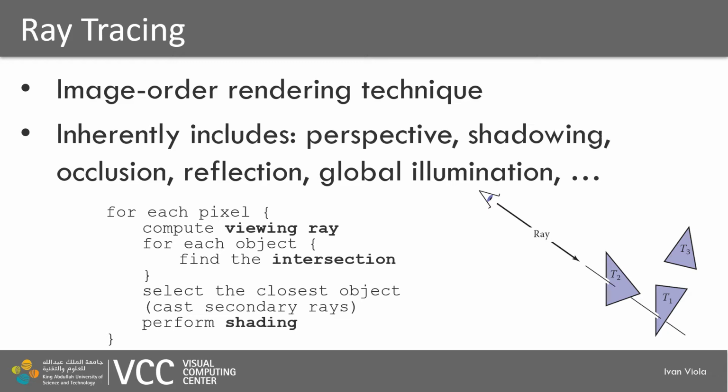This is as opposed to object order techniques, which are different in this approach, where first we iterate through all the objects in the scene and try to project them onto the viewing plane. We will be discussing these types of techniques as rasterization techniques because they are very popular implementations in the graphics hardware.